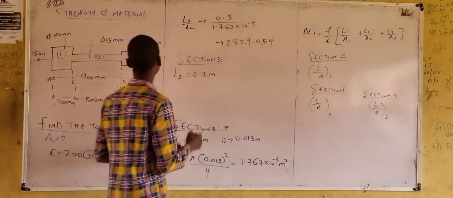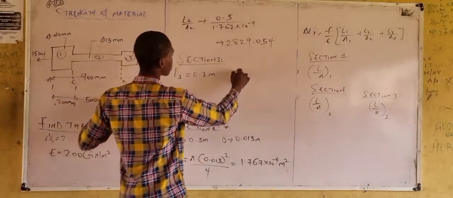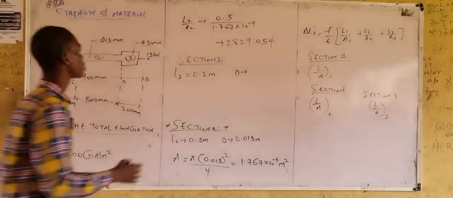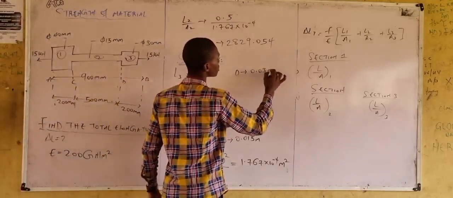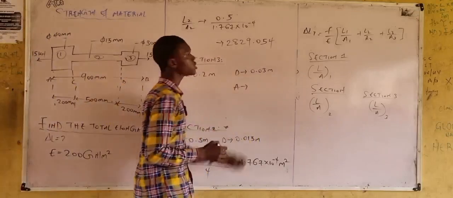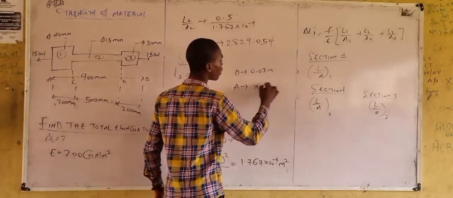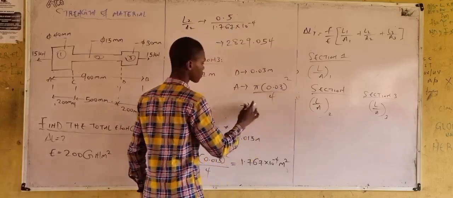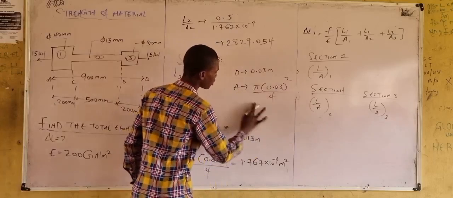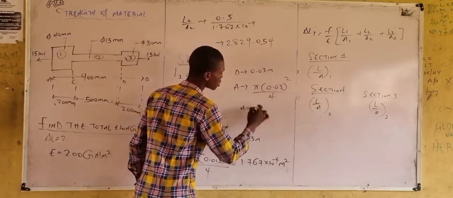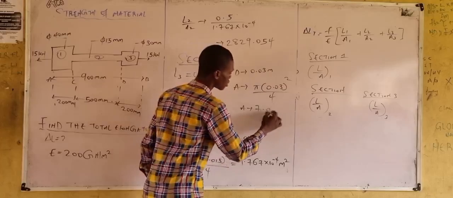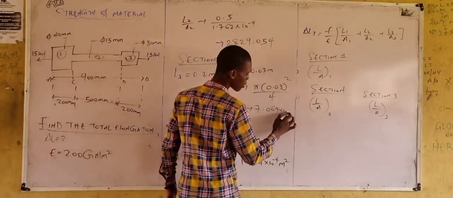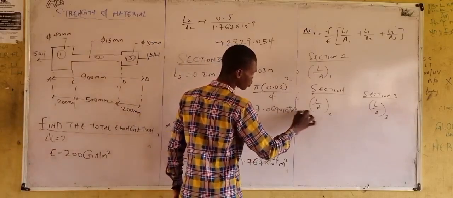The diameter here is what, in meter? 0.03 meter. Now let's get the area. Using pi d squared over 4, we have pi open bracket 0.03 squared divided by 4. What do we have? 7.069 times 10 raised to power minus 4 meter square.